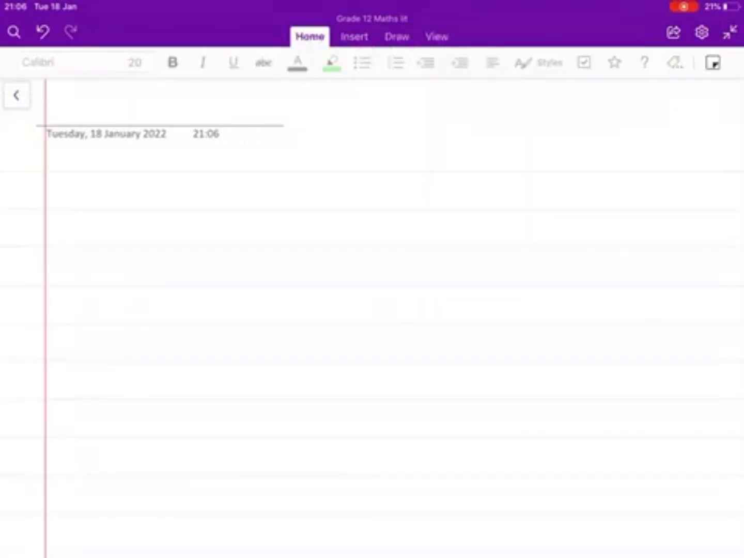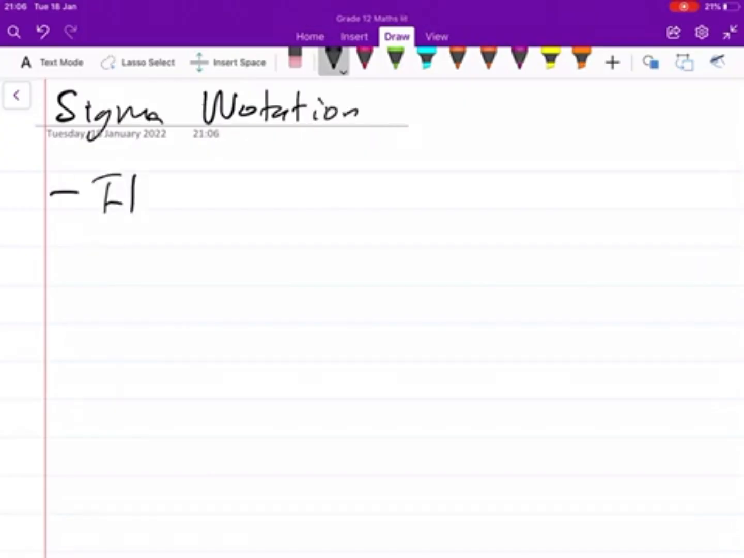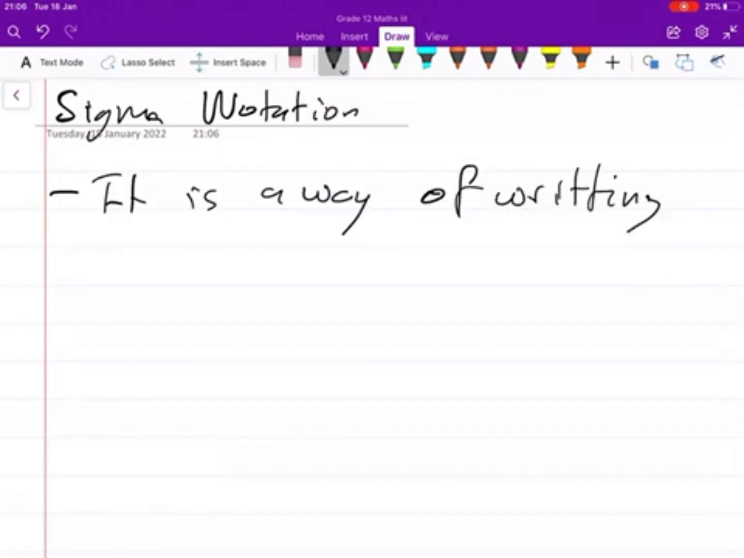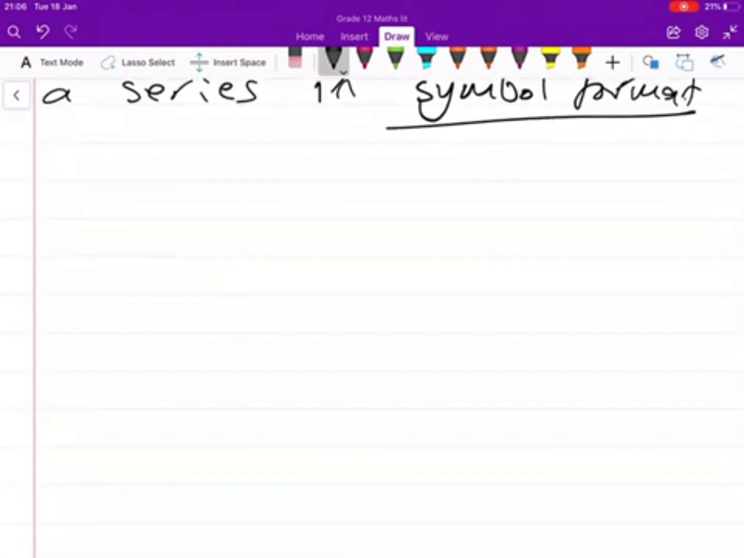We are starting with a new topic called sigma notation. When we talk about sigma notation, it is a way of writing a series in symbol format. That's basically what sigma notation is. So we have the following symbols that we use.